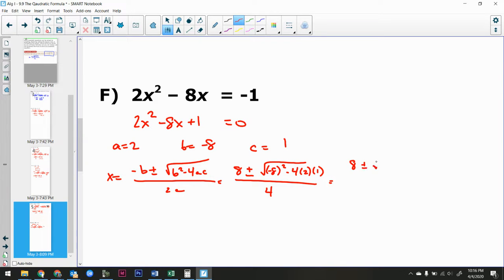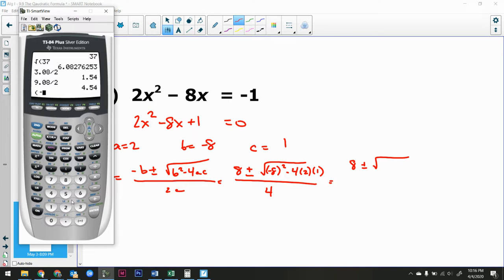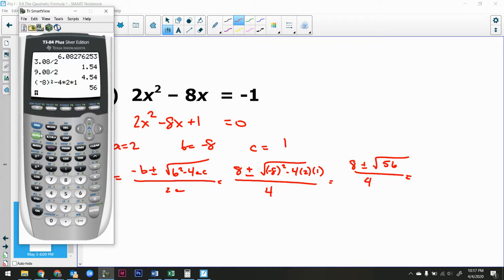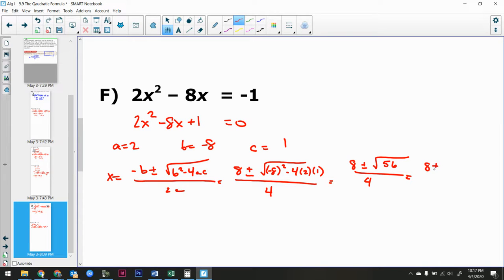That gives me an 8 plus or minus the square root of, let's see what's underneath that square root. We get negative 8 squared minus 4 times 2 times 1. 56. 56, not a perfect square. So I'm going to make it a decimal. Let's see what happens when I find the square root of 56. 7.48. 8 plus or minus 7.48, all divided by 4.